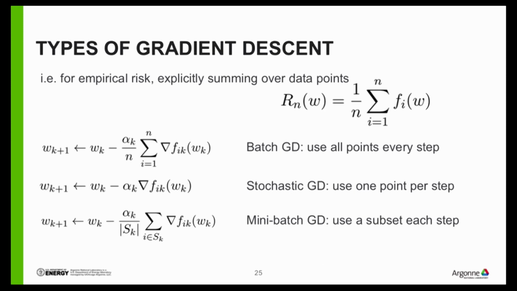Okay, so let's say we write down our objective function as summing over the errors on each data point. Then batch gradient descent means that you use your whole data set every time you compute a gradient. And stochastic gradient descent technically means you only use one data point for every step. And mini batch gradient descent is sort of in between. You use some subset of your data to calculate each step.